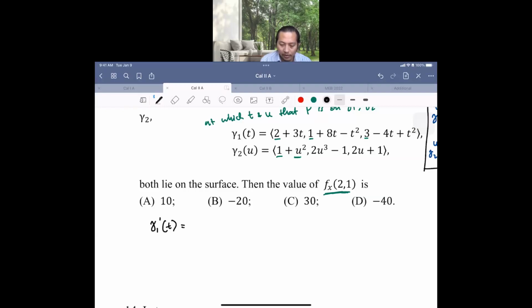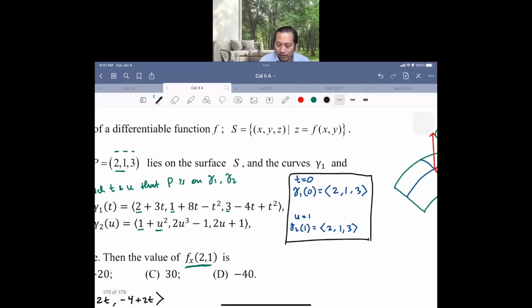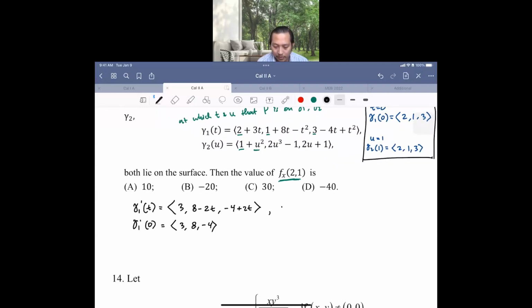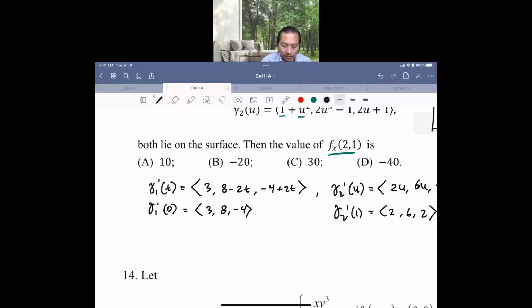This becomes 3, 8 minus 2t, and 4 plus 2t. Then when t is 0, at this point, this is 3, 8, negative 4. And then the second curve, take the derivatives. This will be 2u, 6u, and 2. Then take it when u equals 1. This is 2, 6, and 2. And then take the cross product.